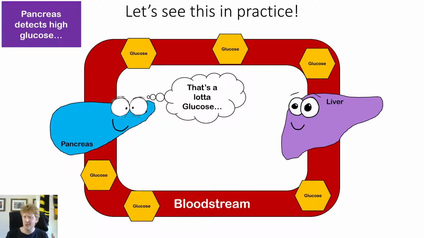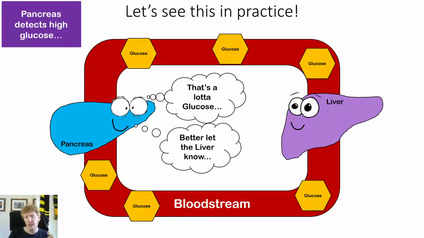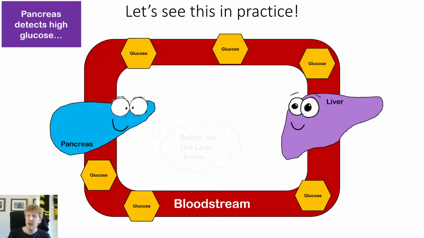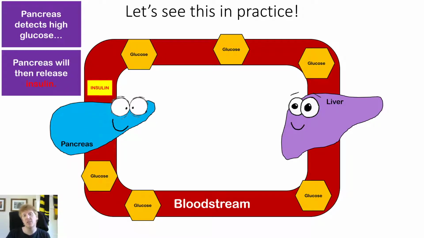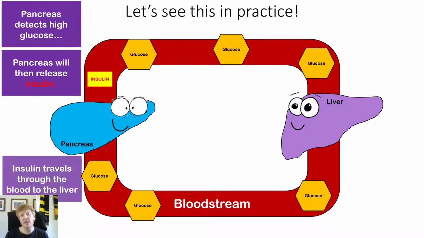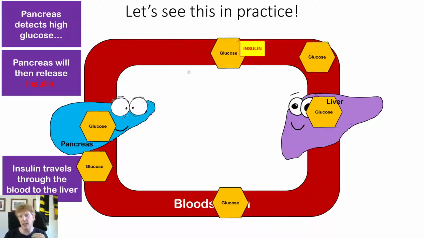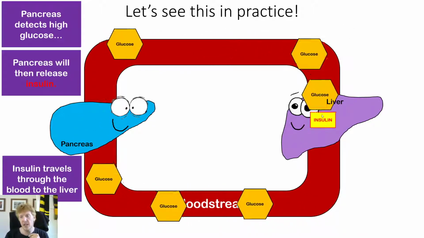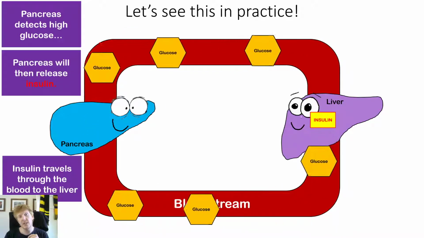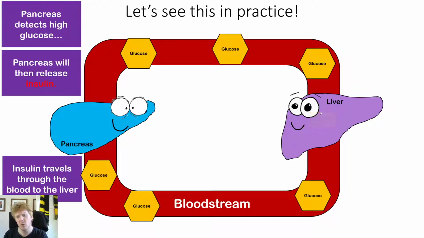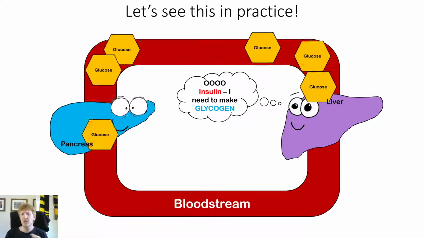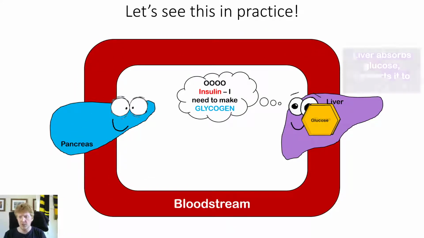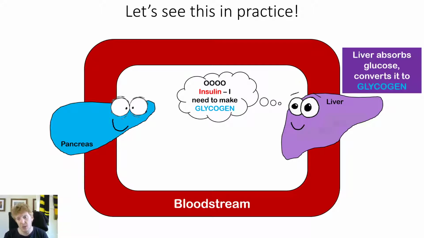All right, that's a lot of glucose. It's going to think, better let the liver know. And for those of you that remember, how it's going to let the liver know is by making insulin, the hormone insulin, and releasing it into the blood. And this insulin is then going to travel through the blood until it reaches the liver over here. And when the liver detects insulin, it will go, oh, hey, wait a minute. Oh, insulin. I need to make glycogen. And so then what's going to happen is the liver's going to absorb that glucose and it's going to convert it into glycogen. And so then that will be stored for later.